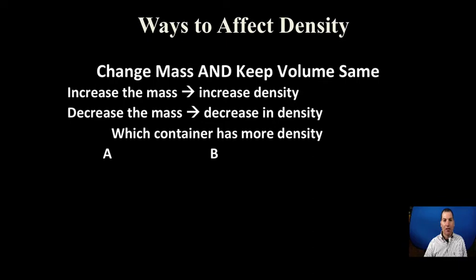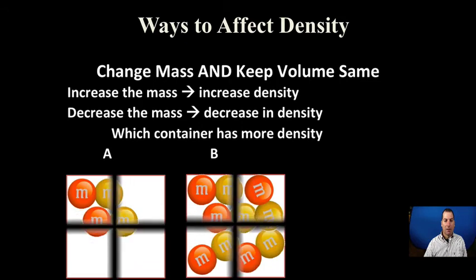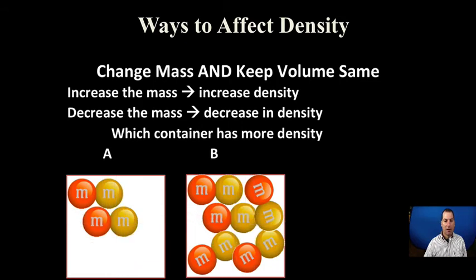How can you change the density? Well, we're going to have to change the mass and keep the volume the same. So let's say if we increase the mass, we increase the density. If we decrease the mass, we decrease the density. So which container is more dense? We'll take a look at letter A. You can see we have the same volume as B, but there's less stuff, less mass. So therefore, it would be less dense. Or if you look at it, you can see it's less tightly packed.